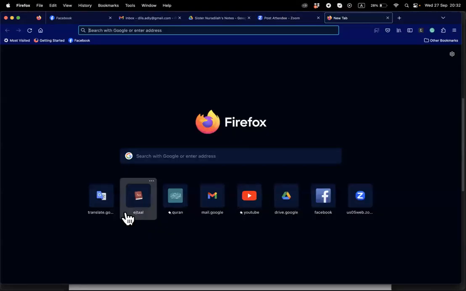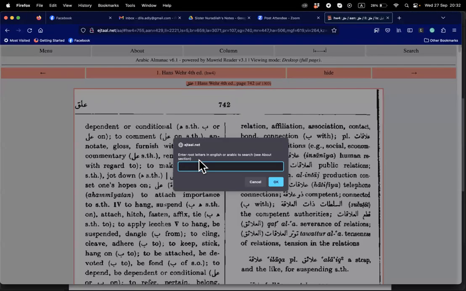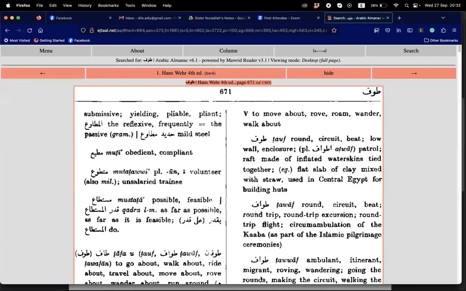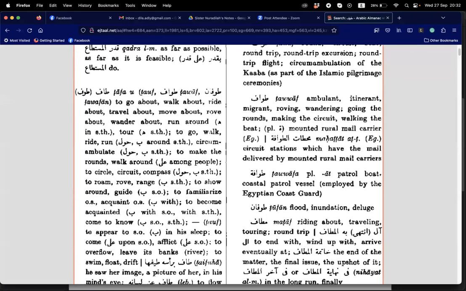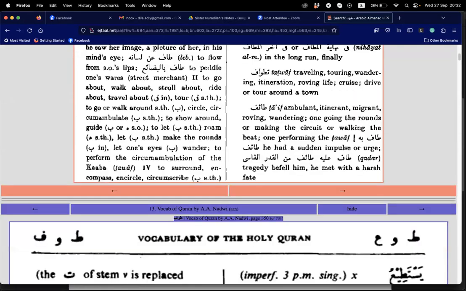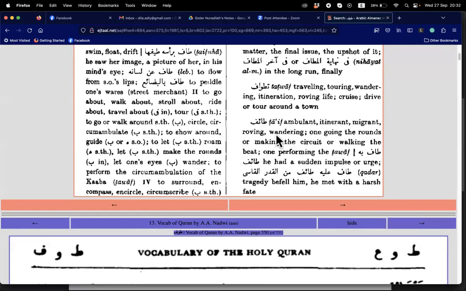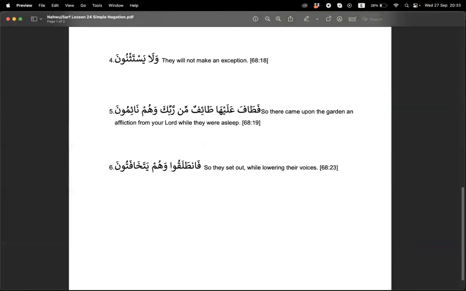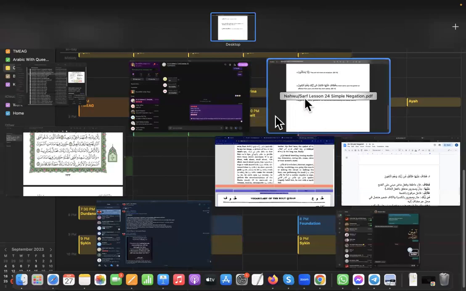Let me just double check. We'll teach you how to use the dictionary when we go to sarf. Not very far from here, I think a few more lessons and we've finished Nahu already. Yeah, they translate it as tragedy or calamity. I have the translation here: affliction, calamity.